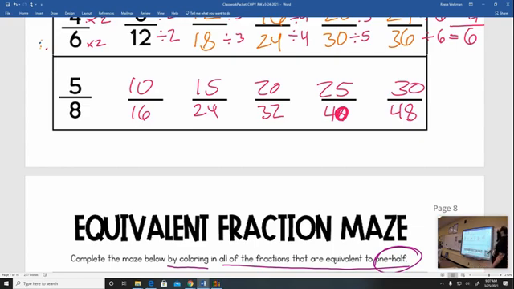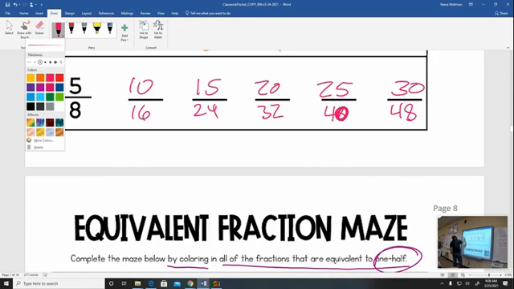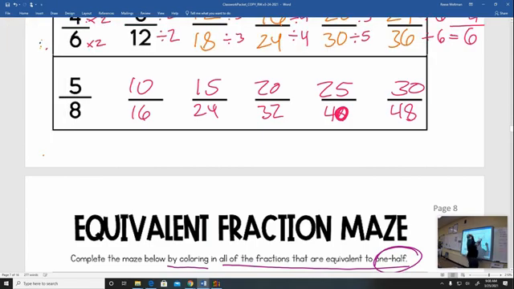Now, look at the pattern. Look at the pattern from above. How do I know that 30/48 can be simplified all the way back down to 5/8? How do I know, Schmidt? You divide it by 6. So if I take 30 divided by 6, will I get 5? Yeah. If I take 48 divided by 6, will I get 8? Yes. Does everybody agree with that?